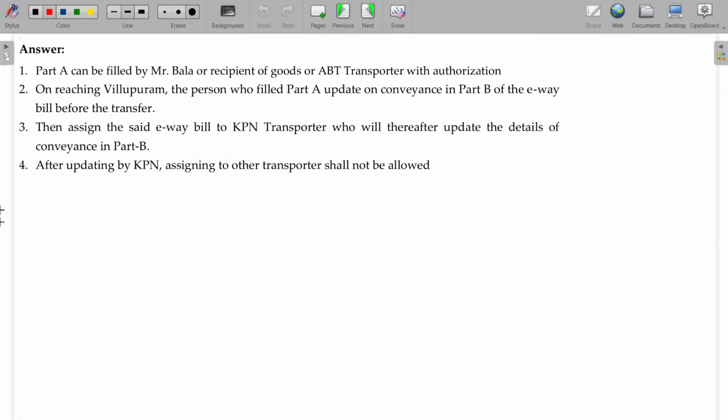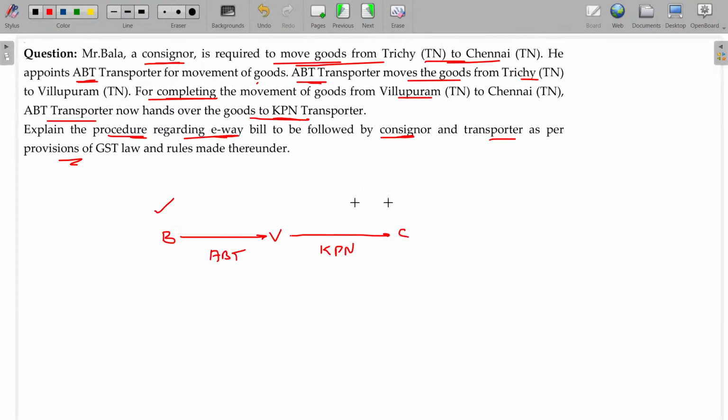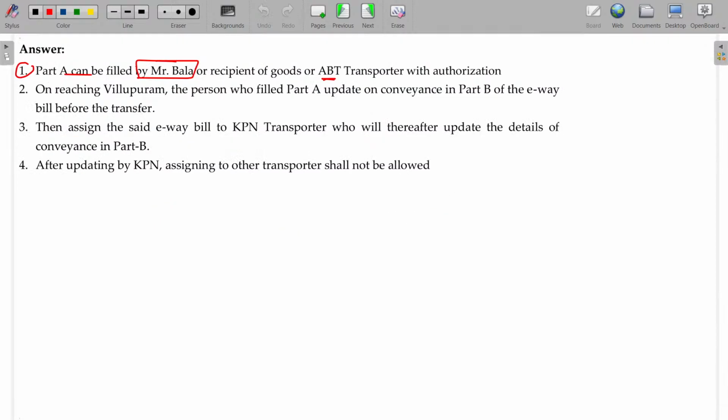Is that okay? Part A can be filled by Mr. Bala predominantly, or the recipient of the goods, or he can authorize the transporter also. That's the first situation. Part A is filled by B or the recipient C, or he can authorize ABT to fill. And on reaching Viluppuram, the person who filled part A updates the conveyance details in part B of the e-way bill before the transfer. Now, the transporter updates in part B. Then he assigns the said e-way bill to KPN transporter, who will thereafter update his details.